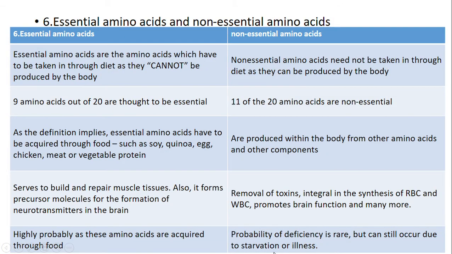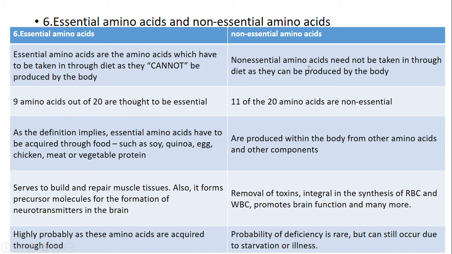Essential and non-essential amino acids. Essential amino acids are the amino acids which have to be taken in the diet and they cannot be produced by the body. There are 9 amino acids out of 20 thought to be essential. As the definition implies, essential amino acids have to be acquired from food such as soya, quinoa, egg, chicken, meat or vegetable protein. They serve to build and repair muscle tissue. Also, they form precursors of molecules in the formation of neurotransmitters in the brain.